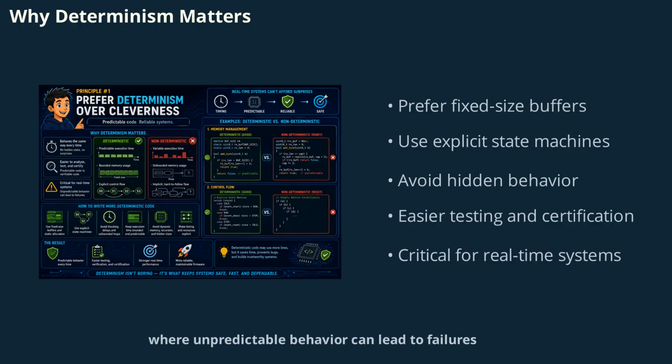By avoiding dynamic behavior and preferring static alternatives, you ensure your firmware is reliable and maintainable. For example, use fixed-size buffers instead of dynamic allocation and explicit state machines instead of deeply nested conditionals. Let's see how this principle shapes robust embedded code.